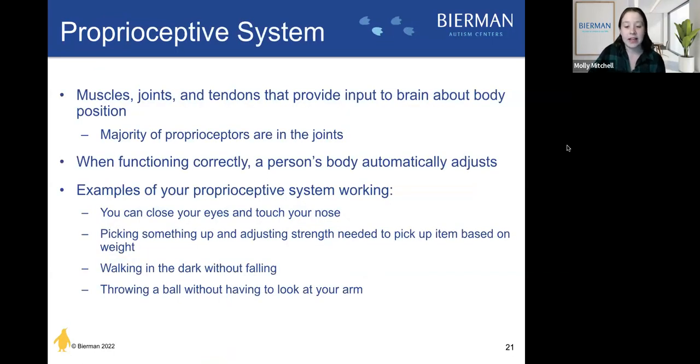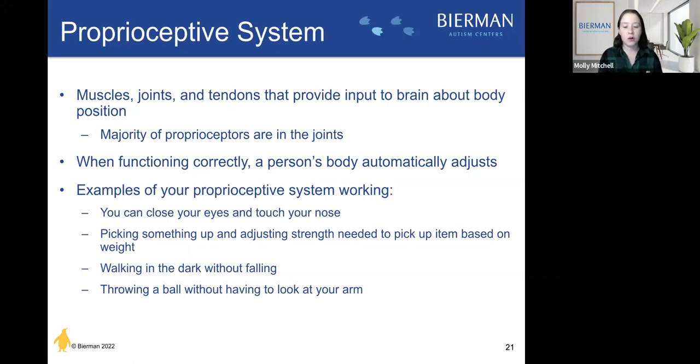The next system is the proprioceptive system. This is another one of those hidden systems, or hidden senses. This system is located in our muscles, joints, and tendons, and it provides information about where our body is in space. So for a moment, I'd like to take this time to get a better understanding of what proprioception is and how we know that our proprioceptive system is working functionally.